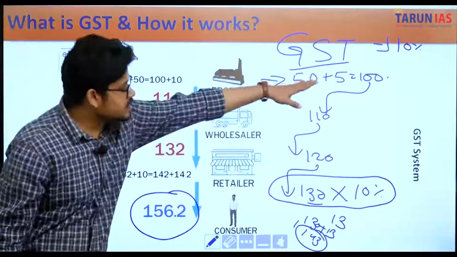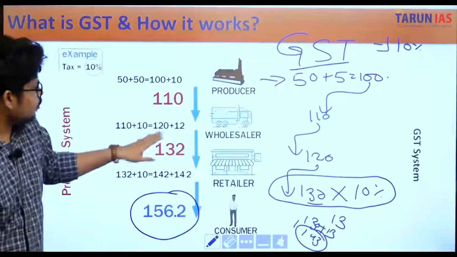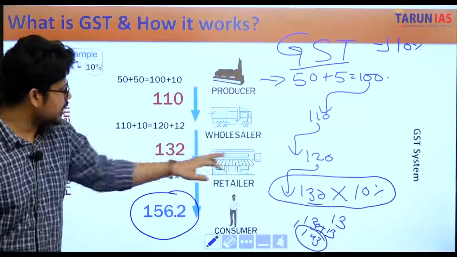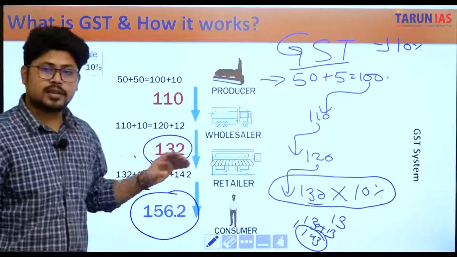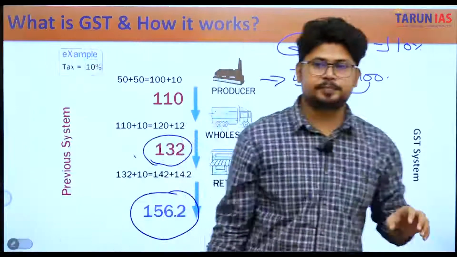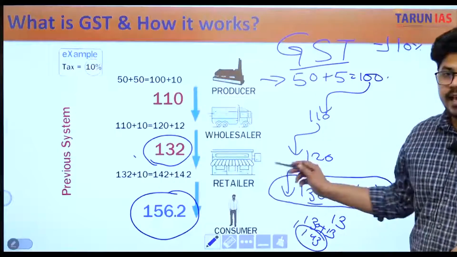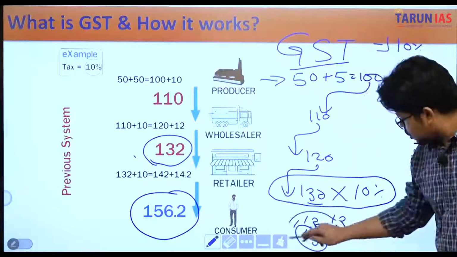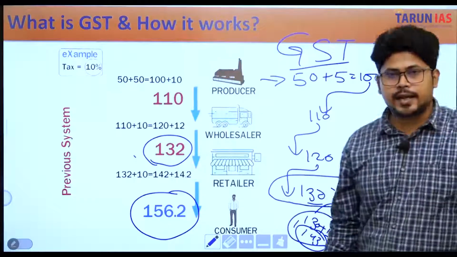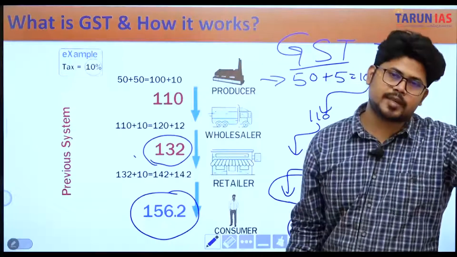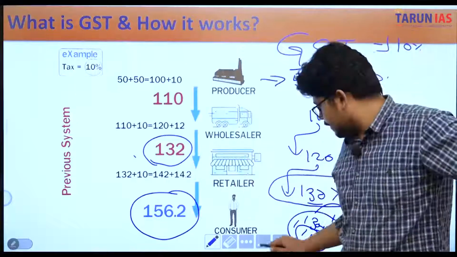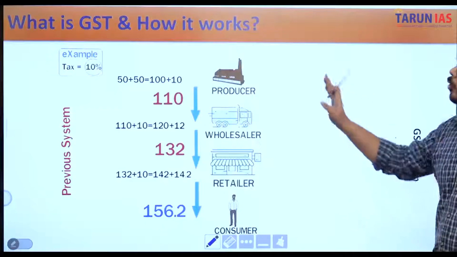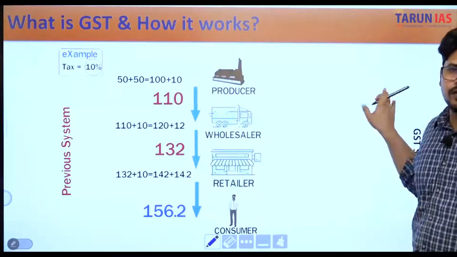That means with the cascading effect, every time taxation was imposed, after 110, instead of 120 it became 132, right? Because the tax was imposed at every step. Now this has been eliminated by the use of GST, because GST is a destination based tax and not a source based tax or stepwise tax. I hope you understood what GST is and how it works.